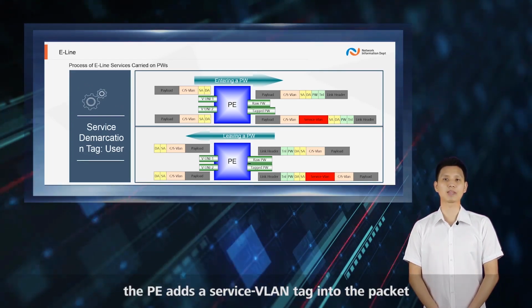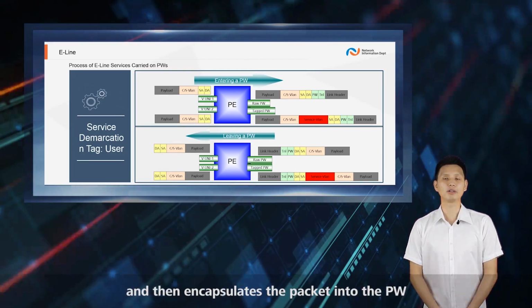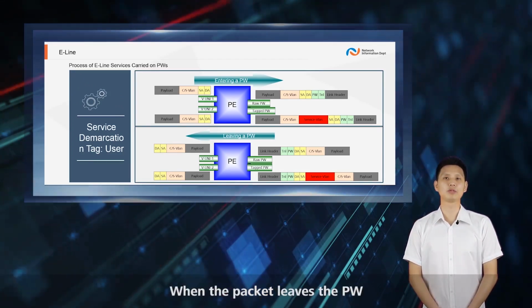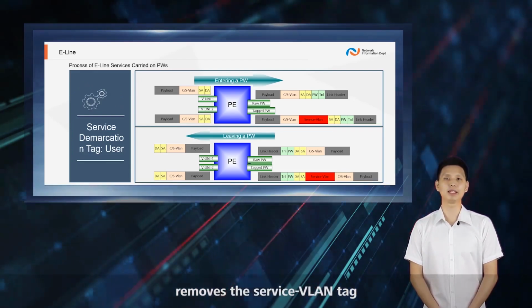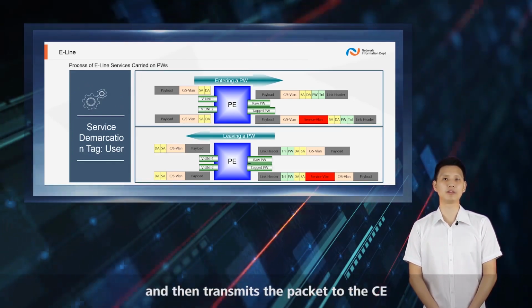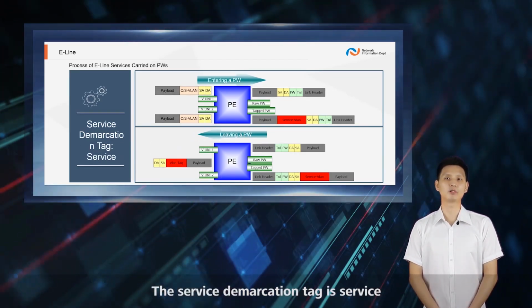a service VLAN tag into the packet and then encapsulates the packet into the PW. When the packet leaves the PW, the PE decapsulates the PW, removes the service VLAN tag, and then transmits the packet to the CE. The service demarcation tag is service.